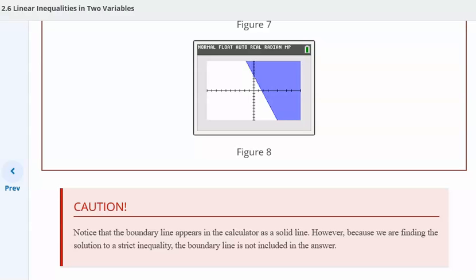Okay, and they're giving us this caution of how to create the border line. Less than or greater than, dotted. But if it's also equal to, solid.